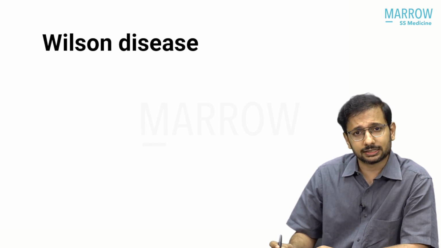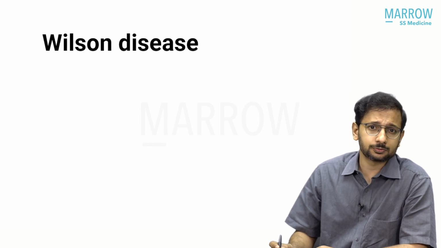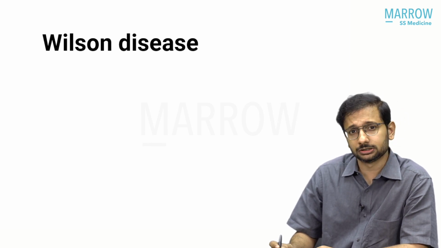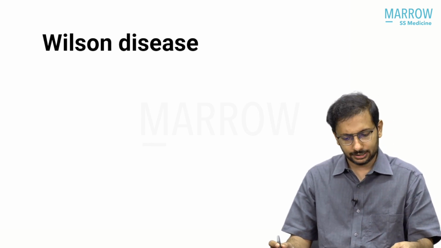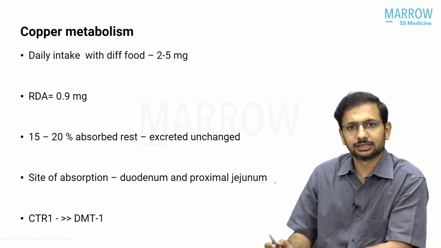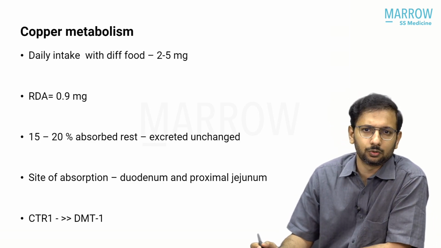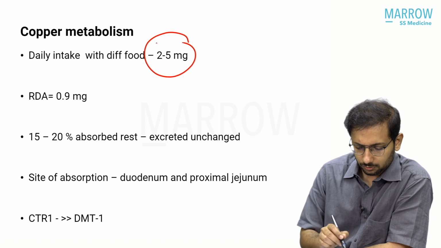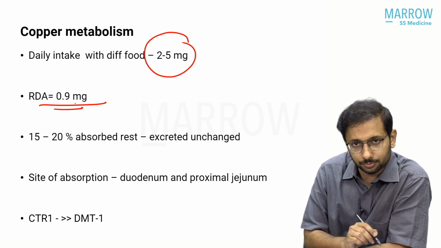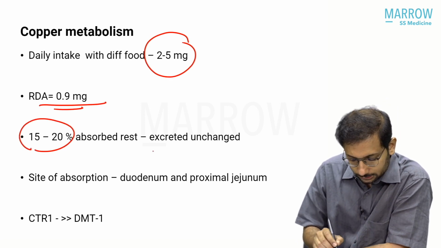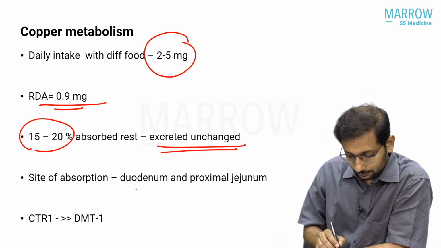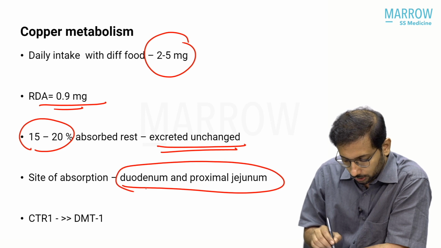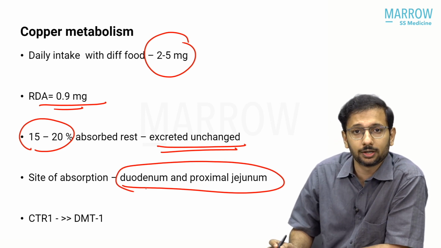Copper is important in connective tissue modeling, in electron transport chain, in pigment production, neurotransmission, even in free radical scavenging. What you need to know about copper and the daily intake is that the daily intake with food is around 2 to 5 milligrams, out of which only 1 milligram is getting absorbed. The rest, 15-20%, is getting excreted in the stools unchanged. The site of absorption is the proximal small intestine, and the duodenum and proximal jejunum play a major role.